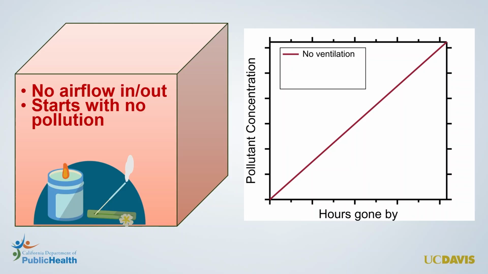Imagine we have a completely sealed room, no airflow in and out, and no pollution at first. Now imagine a constant source of a pollutant is turned on, like someone starts cleaning with chemicals or lights a scented candle. If the pollutant is not sticky and does not chemically react, for example CO2, then the concentration in the air will just keep going up and up. Not good, right? This is the reason that ventilation is so important. Ventilation helps to keep pollutant concentrations from accumulating to high levels by removing the dirty air from inside a room and bringing in cleaner air.